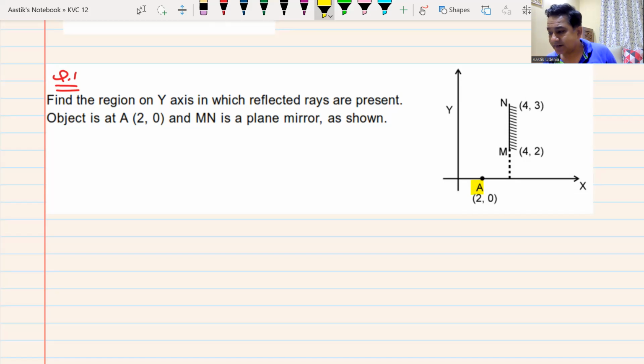Where on the y-axis is my field of view? Basically, it is just asking you to find out where the reflected rays are going to meet on the y-axis. Have you tried the question? Can I tell you how to do it? Since this is the first question, do you want me to solve it, or do you think that you should be able to do it on your own?